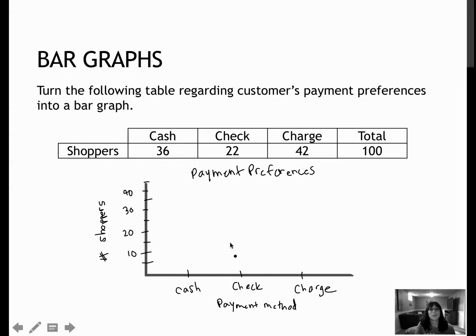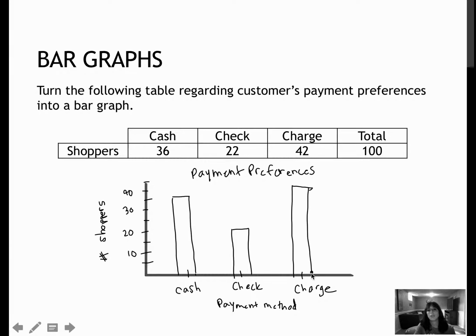And now I'm simply going to make a bar for each one. So cash is 36. 36 is about right here. So I'm going to make a bar. Again, this is a lot easier to do in Excel instead of by hand, but I know that this has to go up to 36. For check, I need to go to 22, which is about right there. When you make a bar graph, you want to make sure the bars are spaced evenly. Charge is 42, which is all the way up.